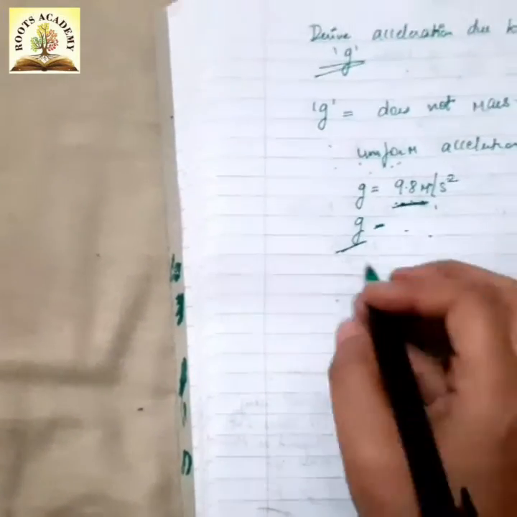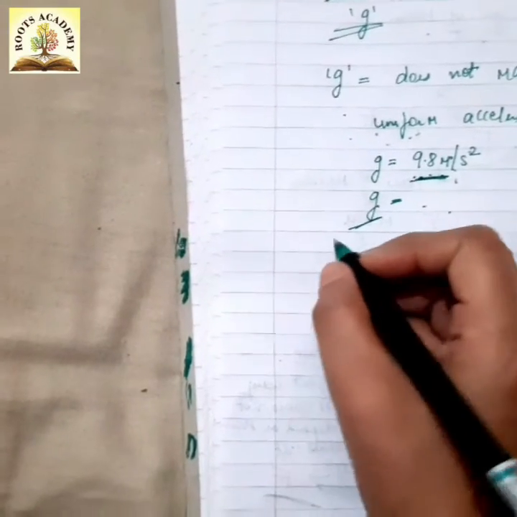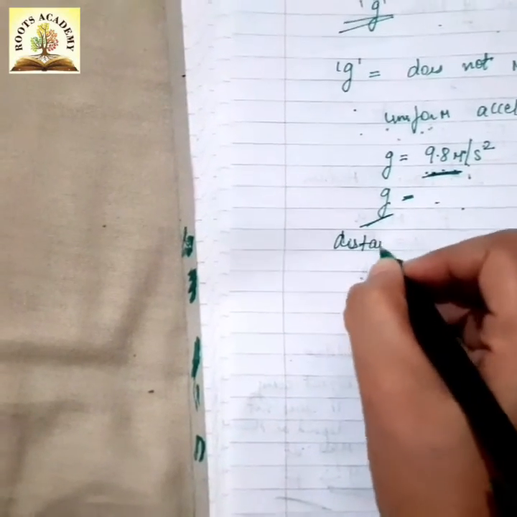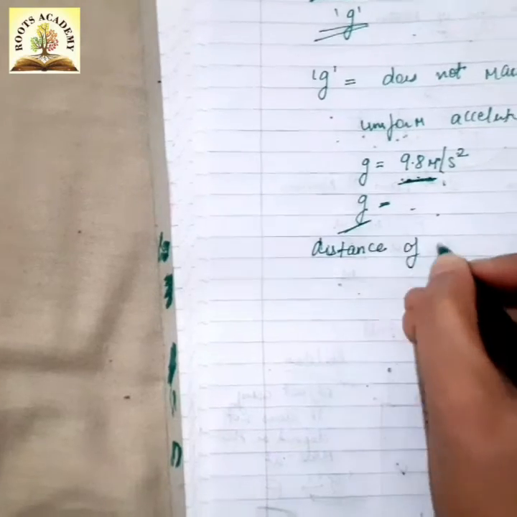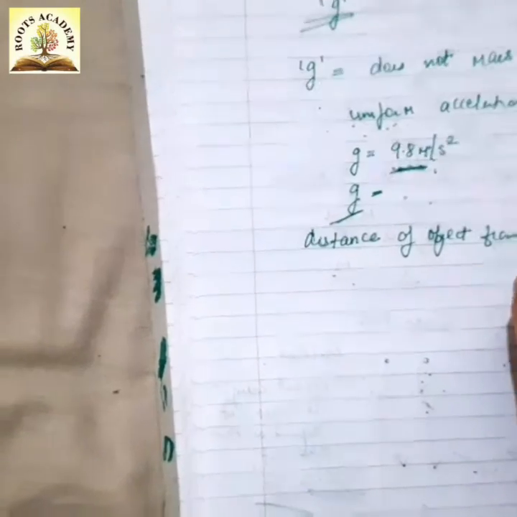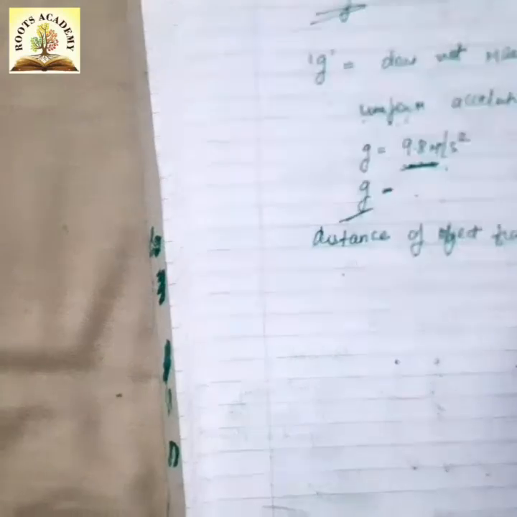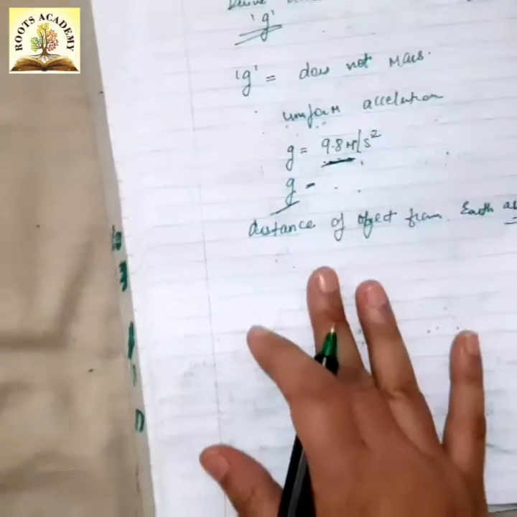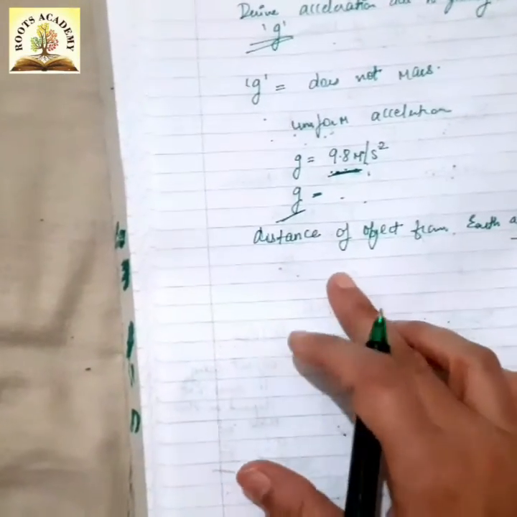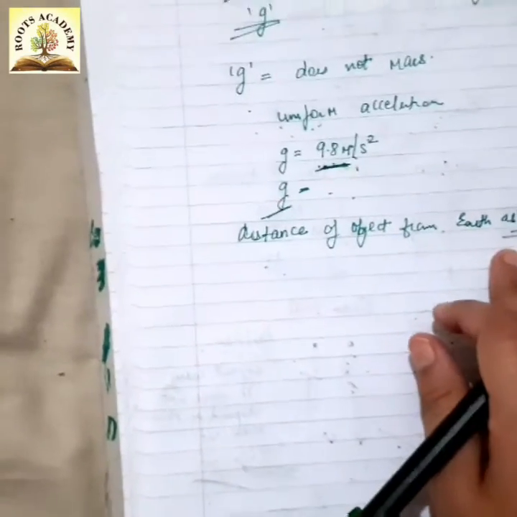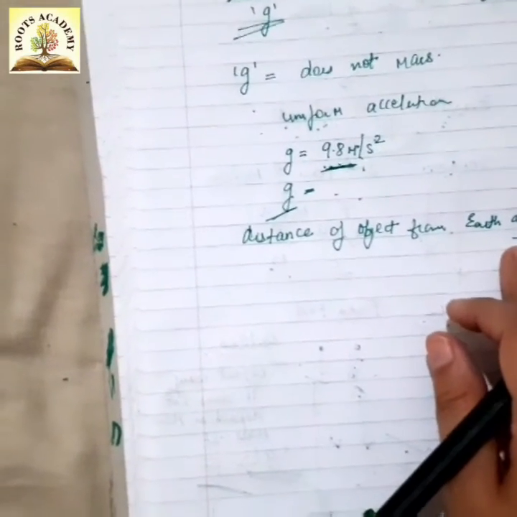We will take the distance of the object from the earth as r, that is the radius of the earth. Because that object can be on the surface of the earth or near the earth, we are taking the distance of the object from the earth as r.